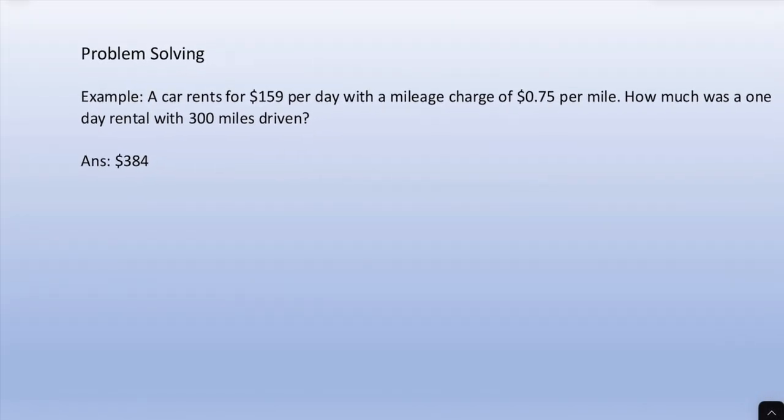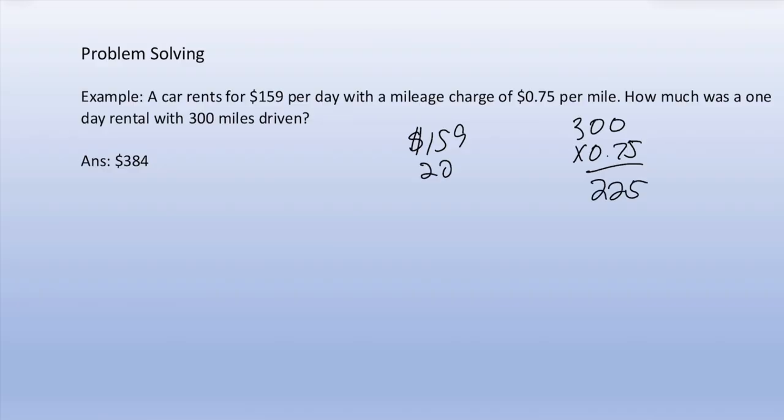Here's another one. It says a car rents for $159 per day with a mileage charge of 75 cents per mile. How much was a one-day rental with 300 miles? So we know they had to spend the $159. They also spent whatever 300 times 0.75 is, because that's the mileage charge. 300 times 0.75 is 225. So if you add those up, you get 389. So I'm sorry, 384. If you add those up, you do get 384. 159 plus 225 is our answer.